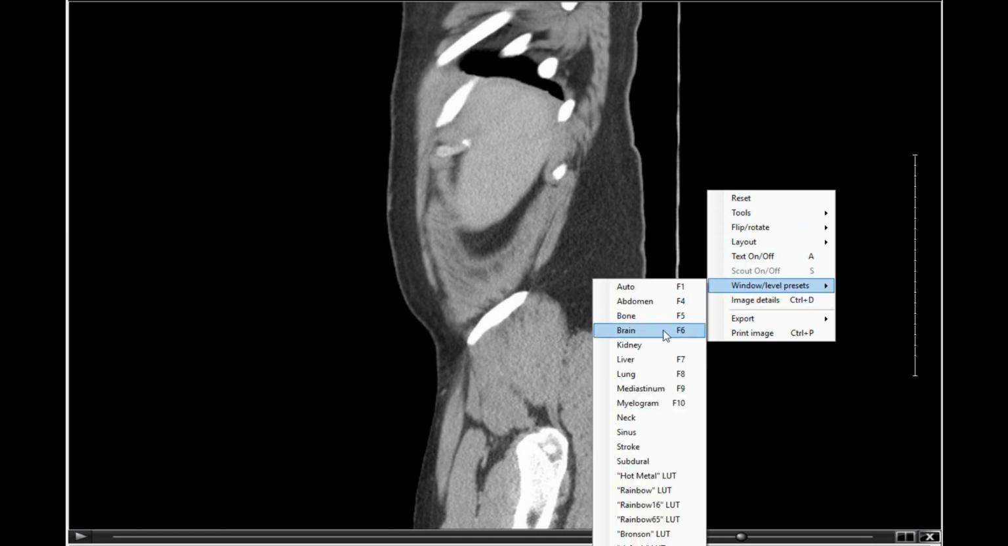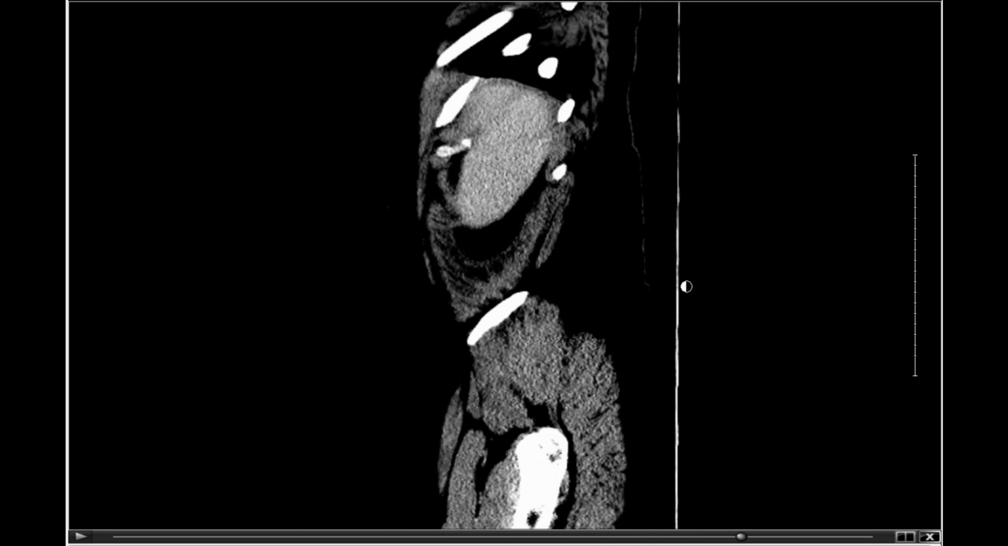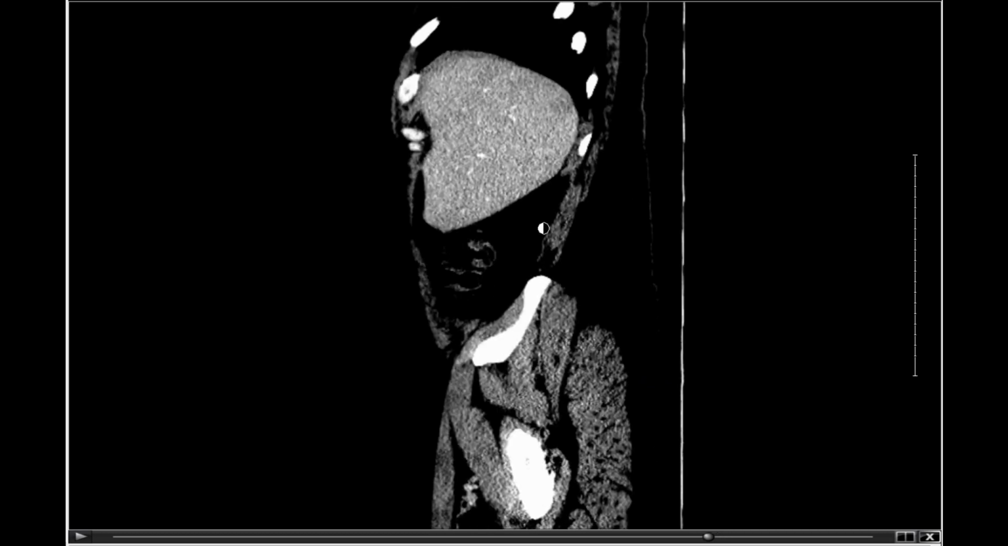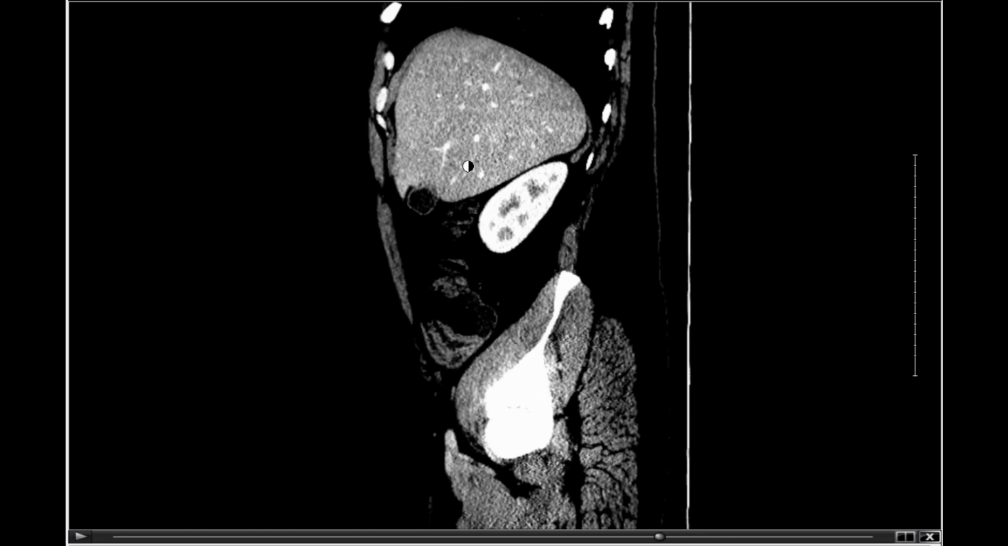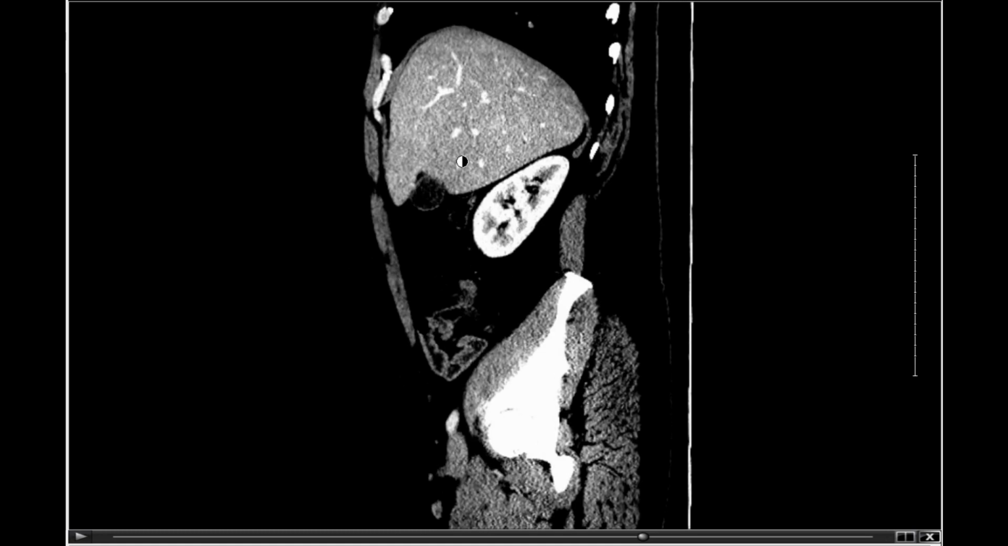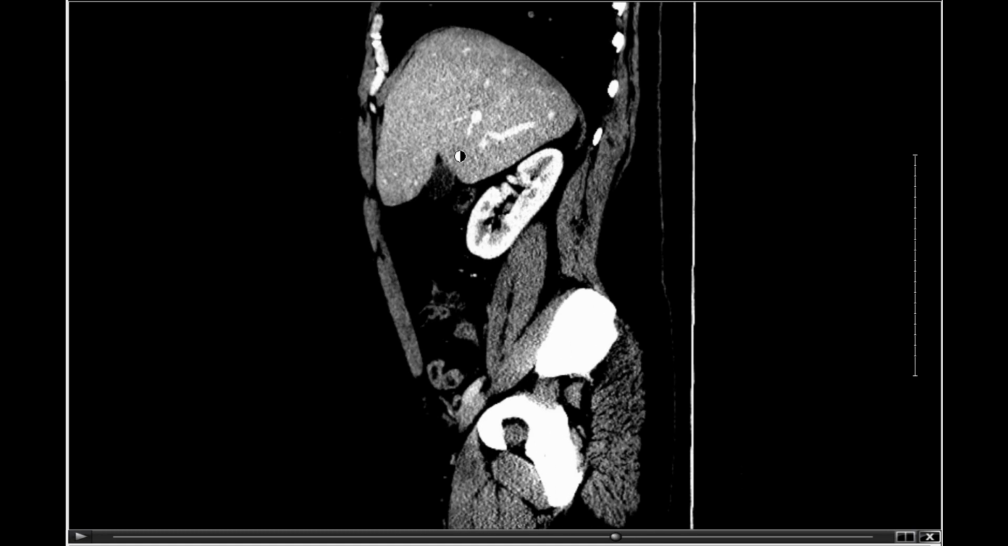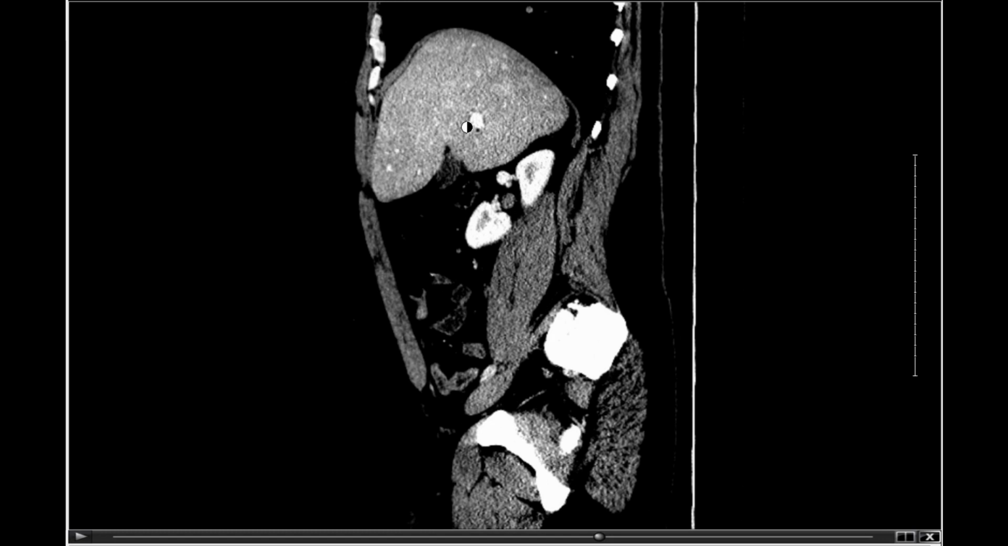And as we roll back, we'll just take a moment and enjoy the liver preset here. And you can see its internal architecture a little bit more easily. Some vessels in there, hepatic vessels leading to central veins, leading to hepatic veins. A nice big one right there. Holy moly.